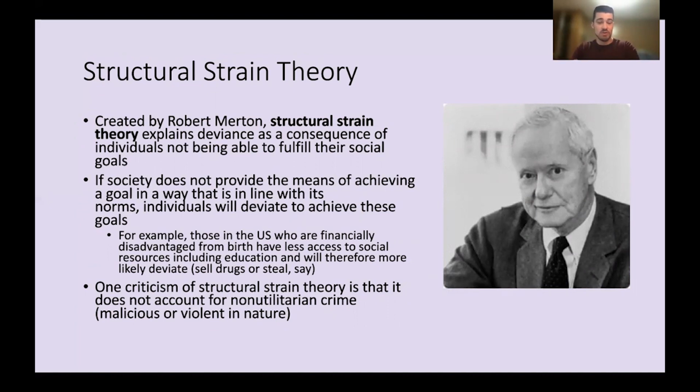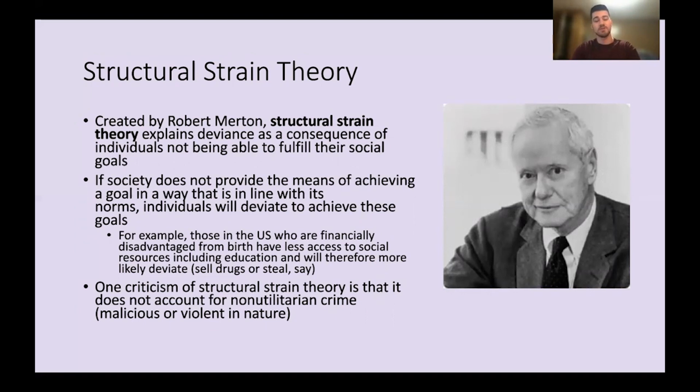For example, those in the US who are financially disadvantaged, just like the story I told, have less access to social resources from birth, including education, and will therefore be more likely to deviate. That's why we see more deviant behavior in these lower income neighborhoods, like selling drugs or stealing. Basically, Robert Merton is saying that we have to find a way to fulfill these goals. So if society is not providing us a way to fulfill these goals, we're going to fulfill them with deviant behavior.